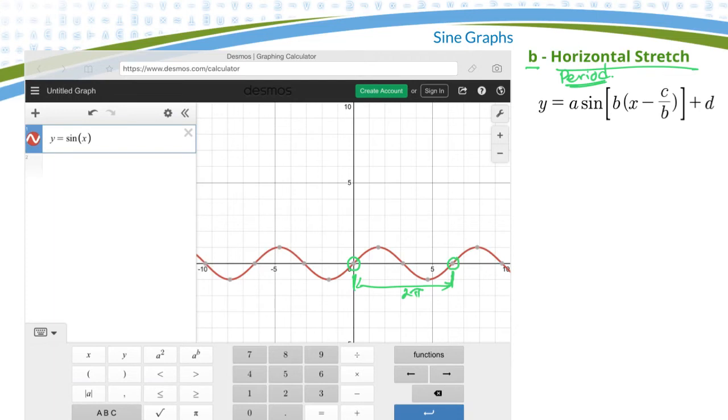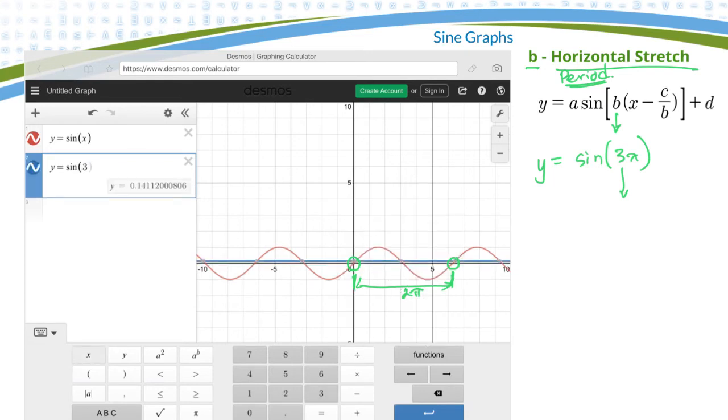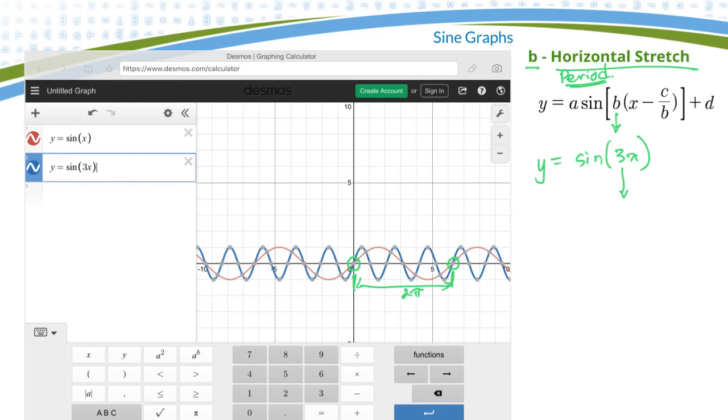I can mess with that. And to mess with that, I mess with the b value. So if I say y equals sine of 3x, that 3 does something to the period of that graph. Now, oftentimes you think, well, 3 is going to make it bigger. Let's in fact see what happens. So let's make another graph here. y is equal to sine, and this time we're putting a 3 in there, 3x. Okay, now take a look at what happens to the graph.